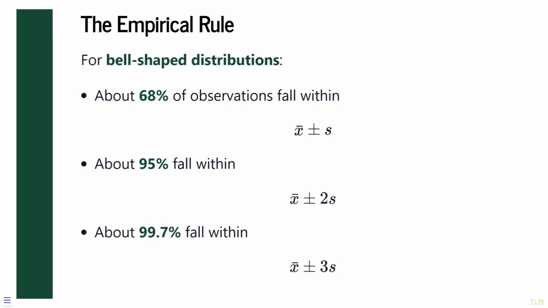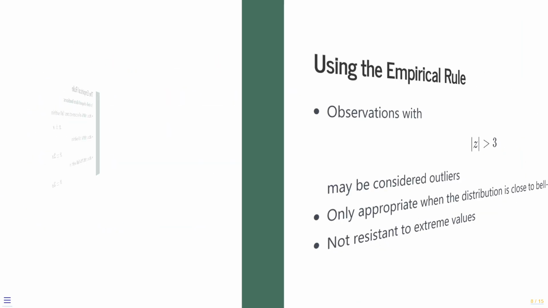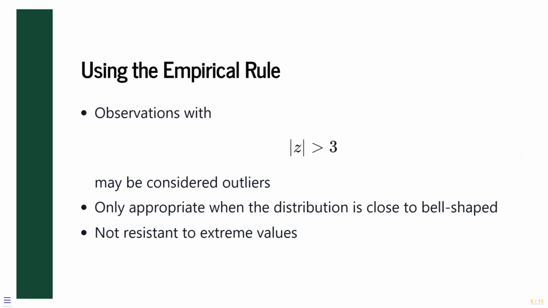Now let's introduce the empirical rule, which applies to distributions that are approximately bell-shaped. For such distributions, about 68% of observations fall within 1 standard deviation of the mean, that is between x bar plus and minus 1 times s. About 95% fall within 2 standard deviations, and about 99.7% fall within 3 standard deviations. This rule provides a quick mental benchmark for determining whether an observation is unusual. If a value lies more than 3 standard deviations from the mean, it falls in the outer 0.3% of a bell-shaped distribution and may be considered a potential outlier.